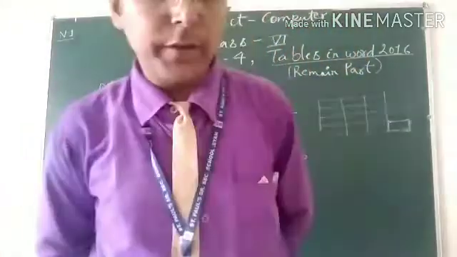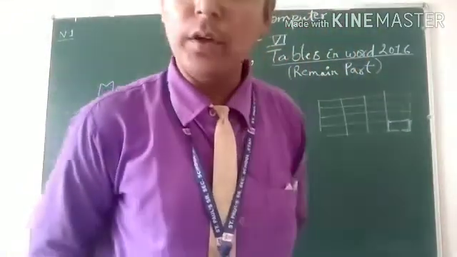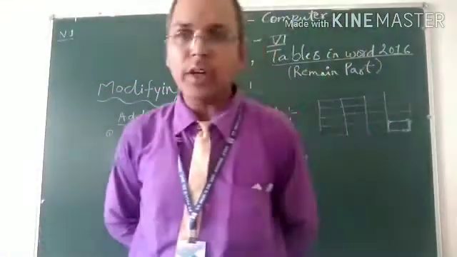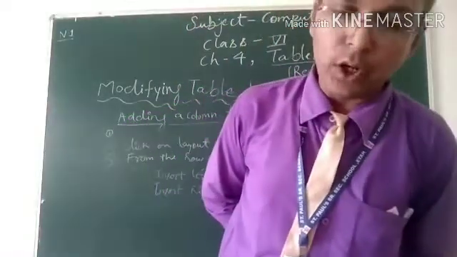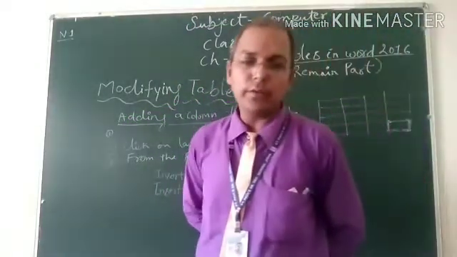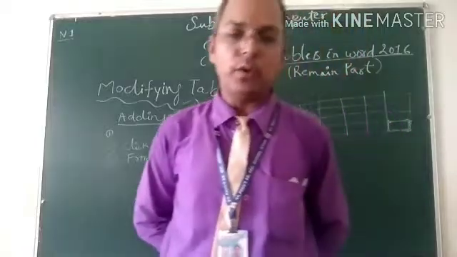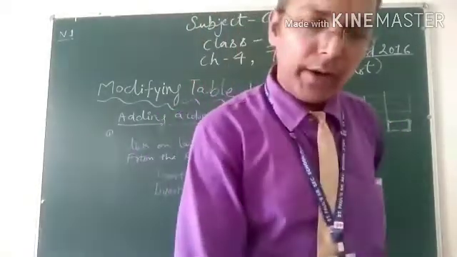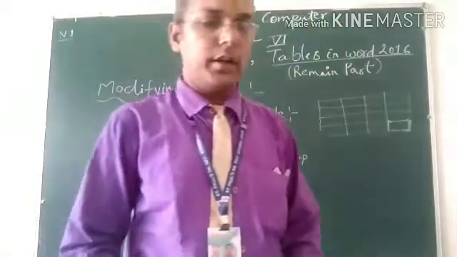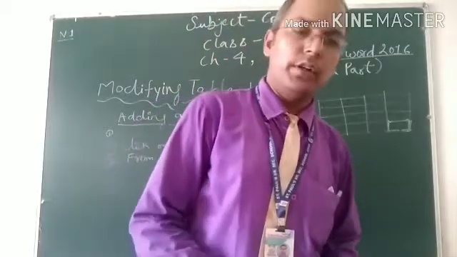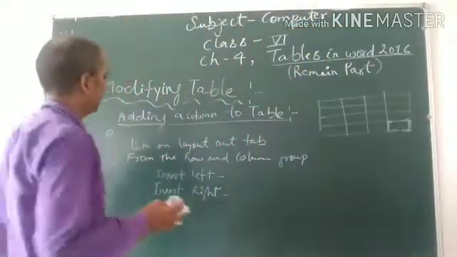So on page number 42, Figure 4.13 shows adding a column to a table, and Figure 4.14 shows after adding a column to a table. And the next one is the deletion of a row. How to delete a row?